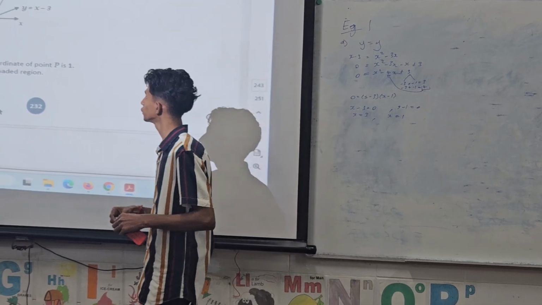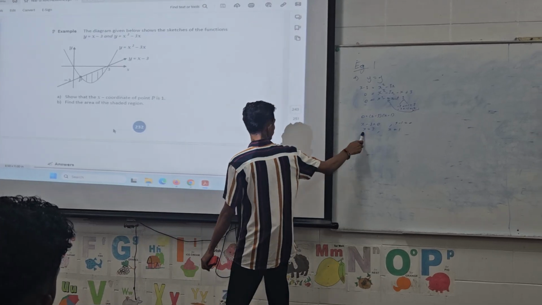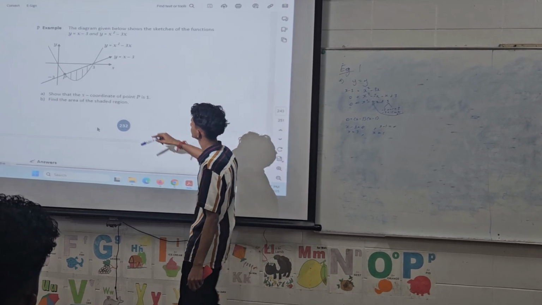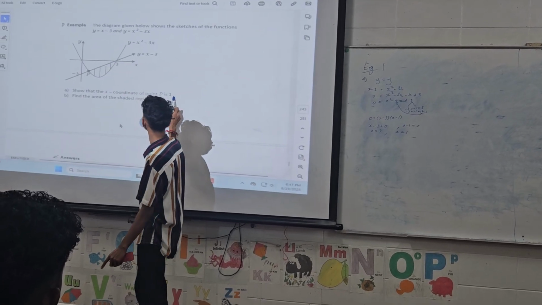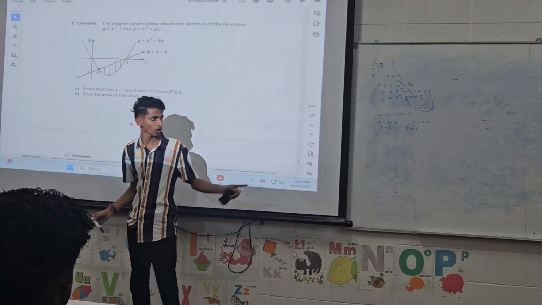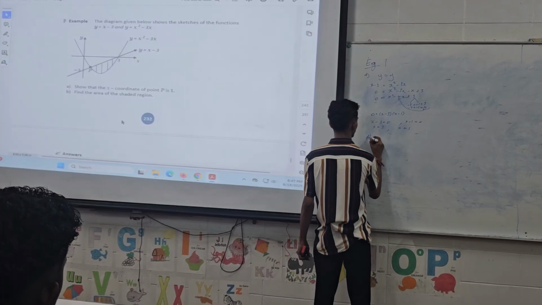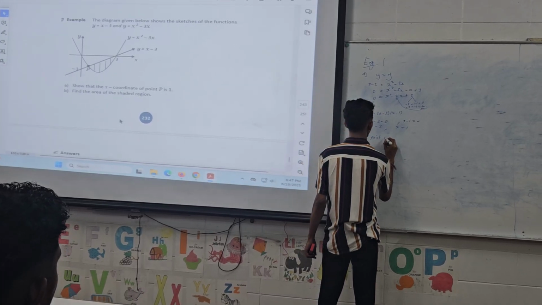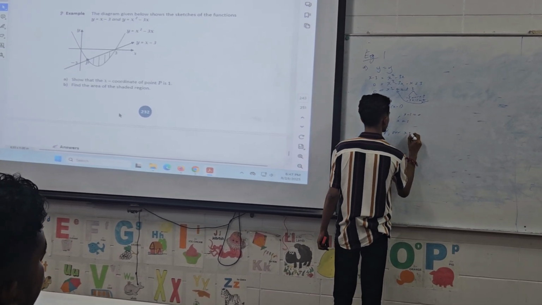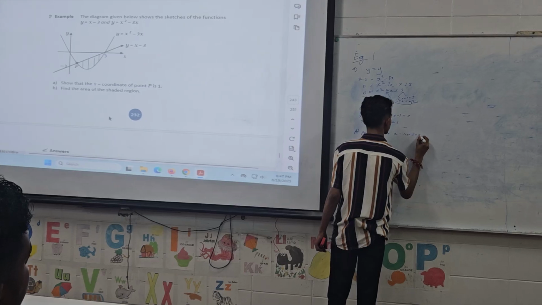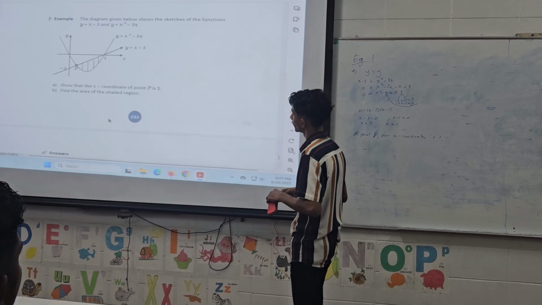They say we have to show that the x coordinate of point P is 1. One of our coordinates is already 3, and we have proven there that the other coordinate is 1, and we have shown how to get 1 here. So we can write that at point P our x coordinate is 1.